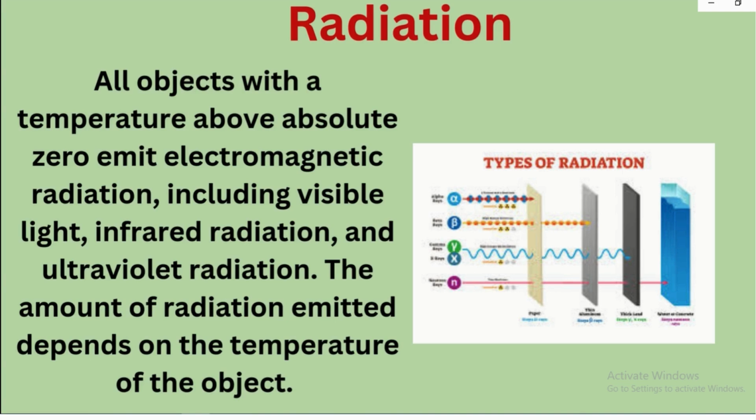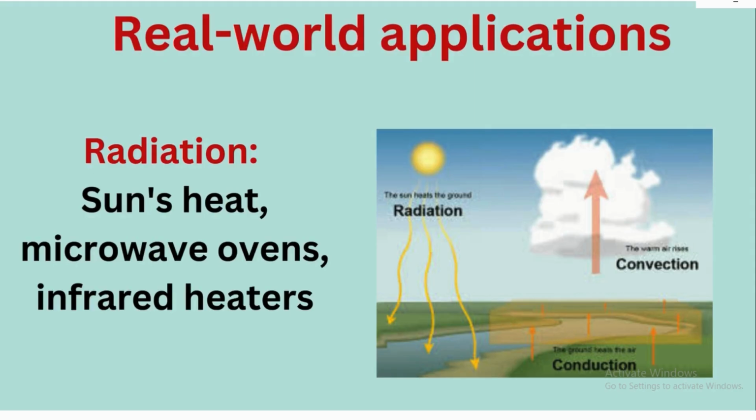All objects with a temperature above absolute zero emit electromagnetic radiation, including visible light, infrared radiation, and ultraviolet radiation. The amount of radiation emitted depends on the temperature of the object. There are real world applications of radiation, such as sunlight, microwaves, and infrared heaters.